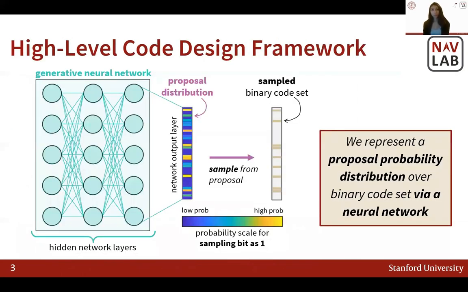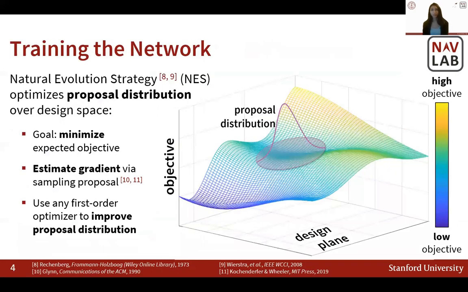And for our framework, we use a neural network to model a probability distribution over the set of binary code families. Then we sample from this distribution to obtain a single family of spreading codes. And to train the network, we use a natural evolution strategy algorithm, or NES, which directly optimizes the proposal distribution over the design space to minimize the expected objective function.